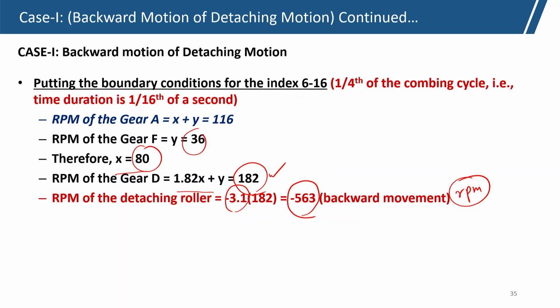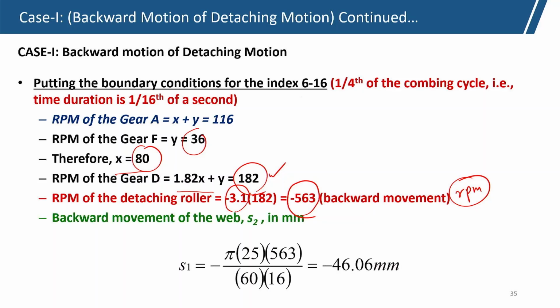So, at that RPM, the detaching roller will move in the backward direction. Okay. And the backward movement will be, the diameter of the detaching roller is given, RPM is given, and 1/16th of a second is the time it is moving. Within that time it moves backward by 46.06 millimeter. So, this is case 1.